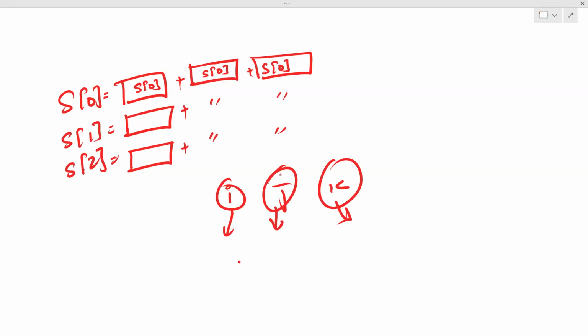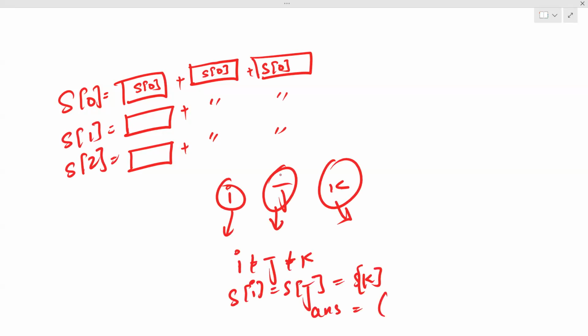Now, if i is not equal to j and j is not equal to k, and s of i is equal to s of j equal to s of k, then my answer is, like I said, the minimum of answer, comma, maximum of i, comma, j, comma, k.